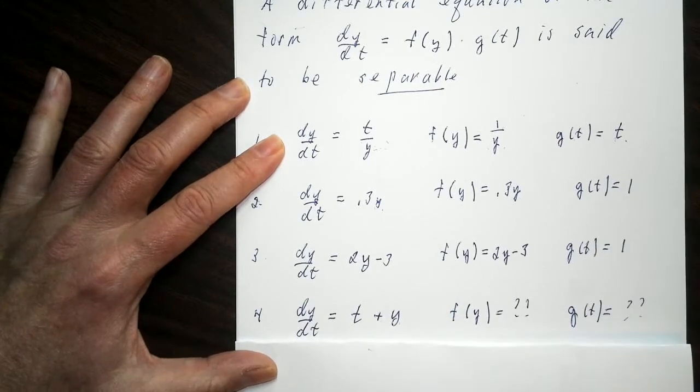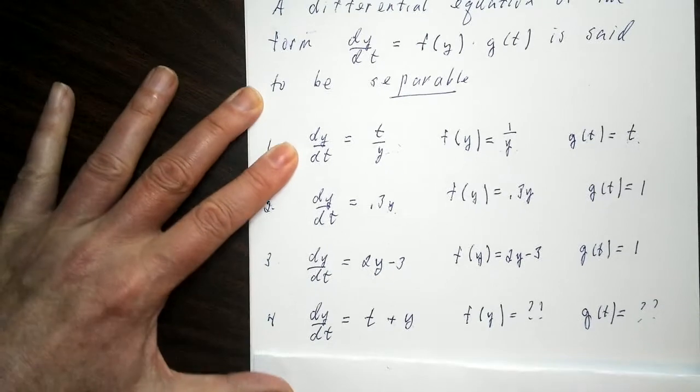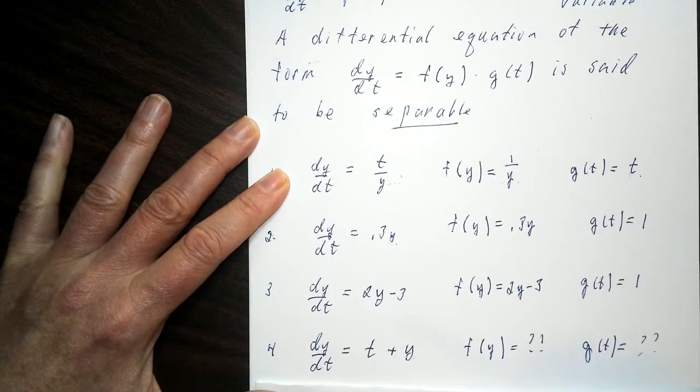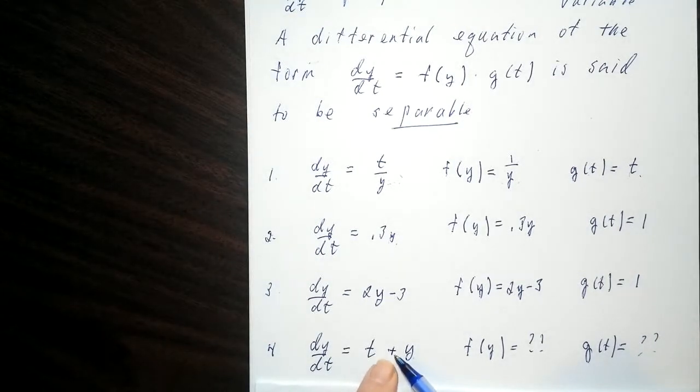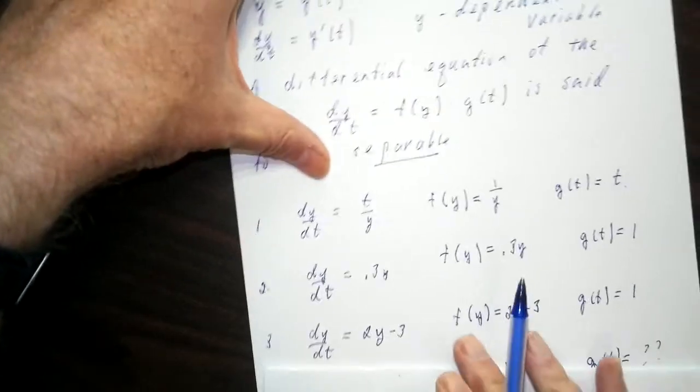Now what about this example? In this example, I have dy dt equals t plus y. Now, because we're adding here, not multiplying, there is no way on earth that I can manipulate this so that I get a function of t times a function of y. There's no way I can manipulate it to write it in that form. So this is not a separable differential equation, and the technique we're going to discuss does not apply to this.